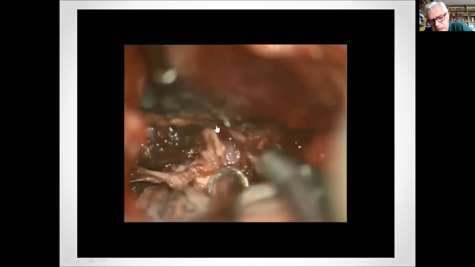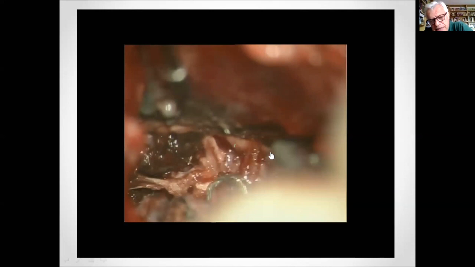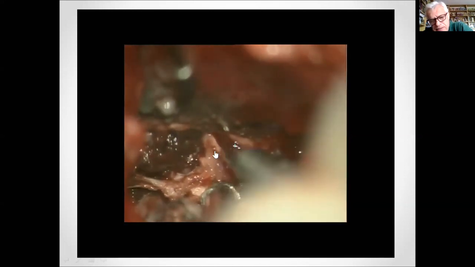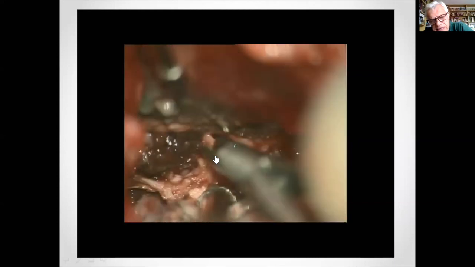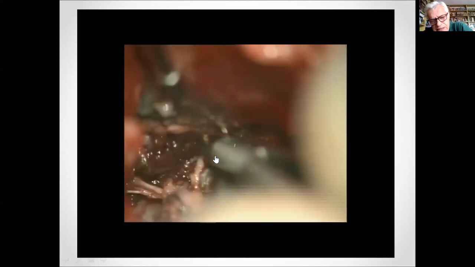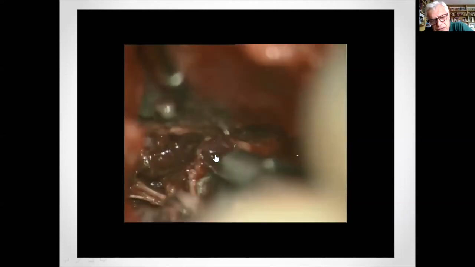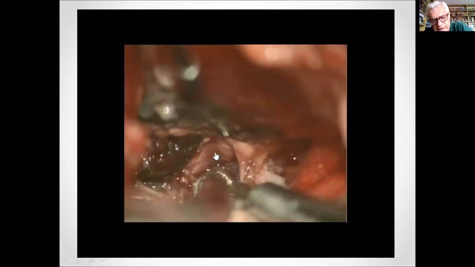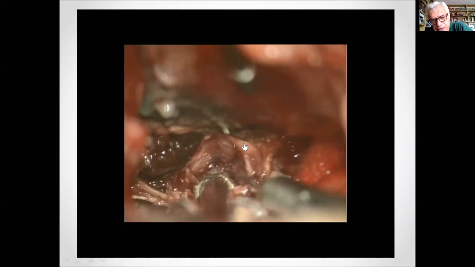You see the optic nerve is over here. It's not running like that. It's running like that to the optic canal. And when you cut the last piece of dura, the tumor is completely free of the surrounding tissue. And now it may be resected entirely. The optic nerve over here.